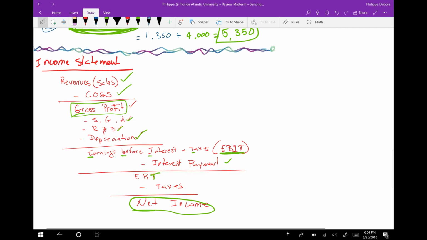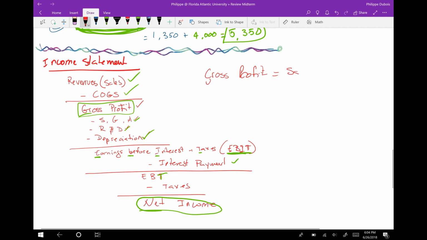All right. So if you want to look at the income statement in the form of a formula, this is how it goes. So your gross profit is simply your sales minus your cost of goods sold. All right. Gross profit is your sales minus your cost of goods sold. Your operating profit is your gross profit minus your SG&A. Okay, so it's your gross profit minus your SG&A.